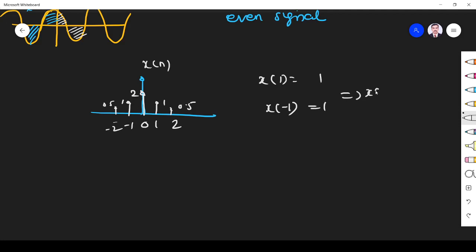This implies x of 1 is equal to x of minus 1. What is x of 2? 0.5. x of minus 2, 0.5. So everything is the same. So x of n is equal to x of minus n, an even signal. Symmetry. Right? That's why it is called a symmetric signal. Let us take this one.